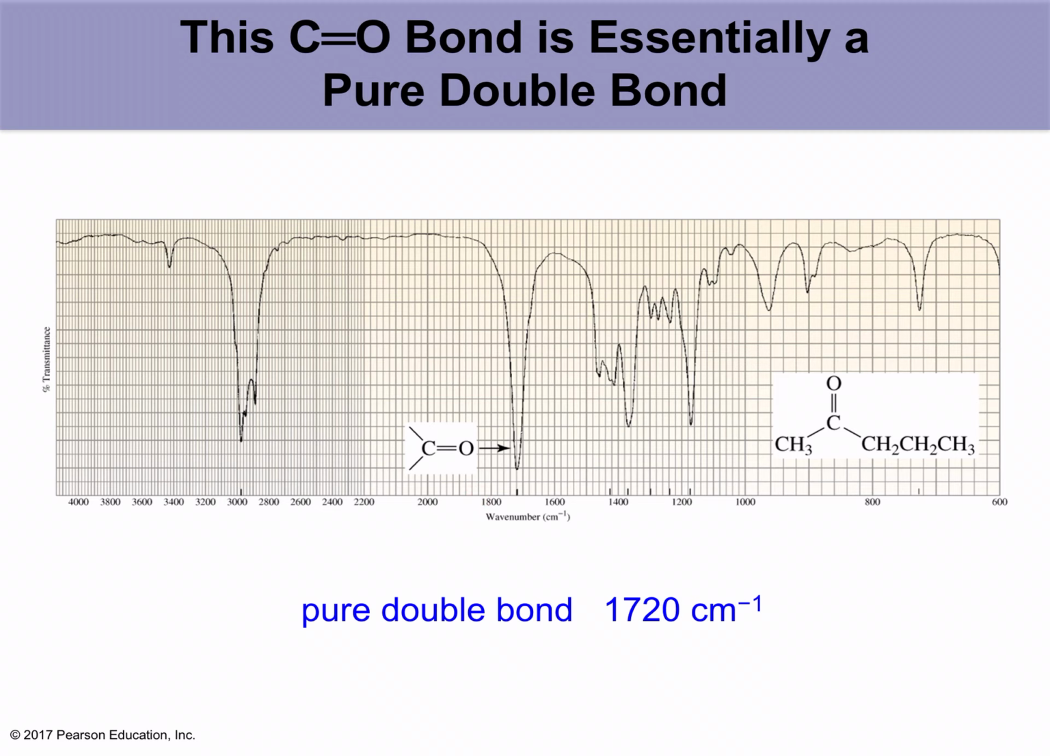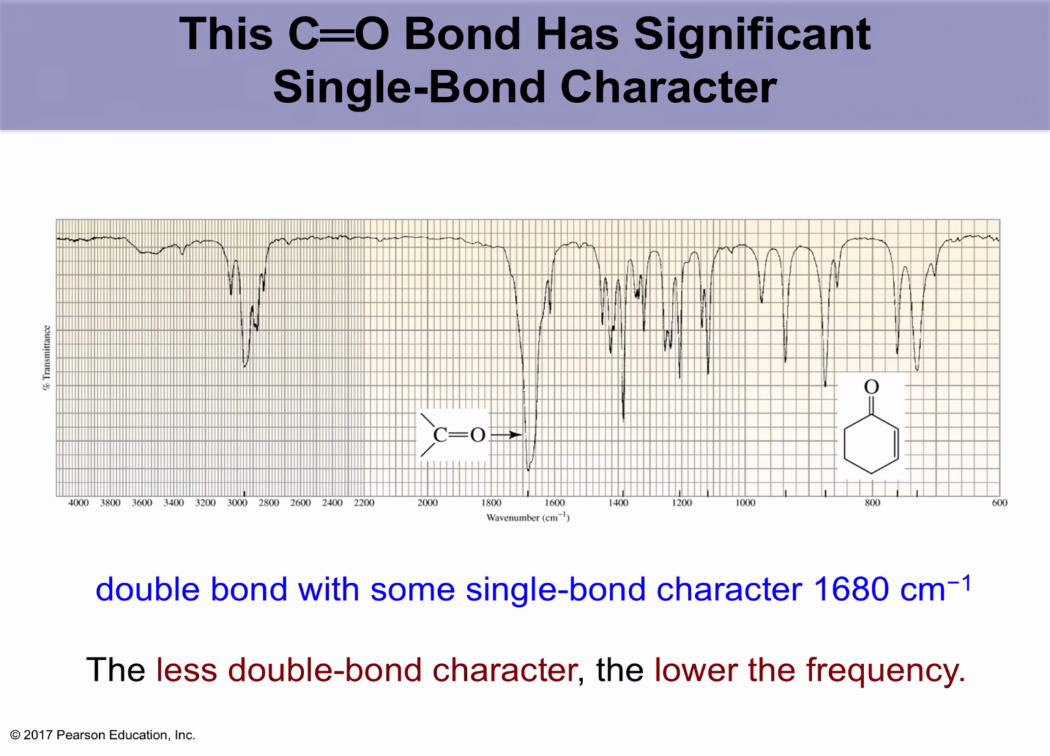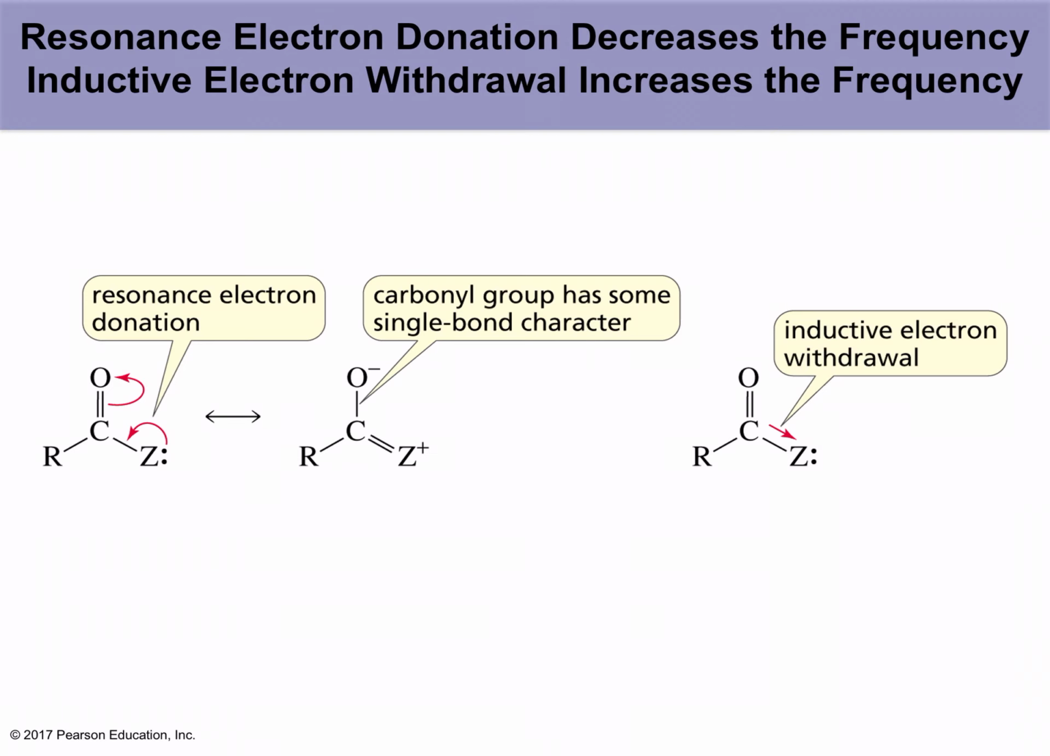That's a pure double bond that comes around 1720. And then this one is the cyclohexenone. This double bond has some single bond character due to the resonance, so it appears at a lower frequency compared to 1720, around 1680. The less double bond character, the lower the frequency. Resonance electron donation decreases the frequency, inductive electron withdrawal increases the frequency.